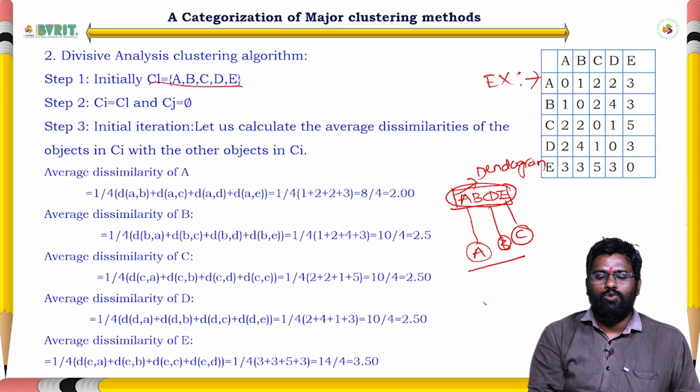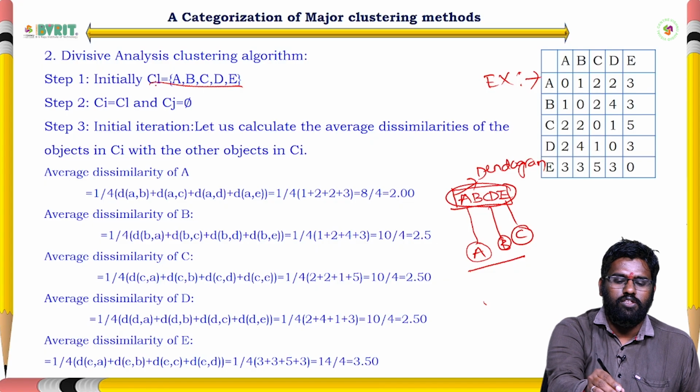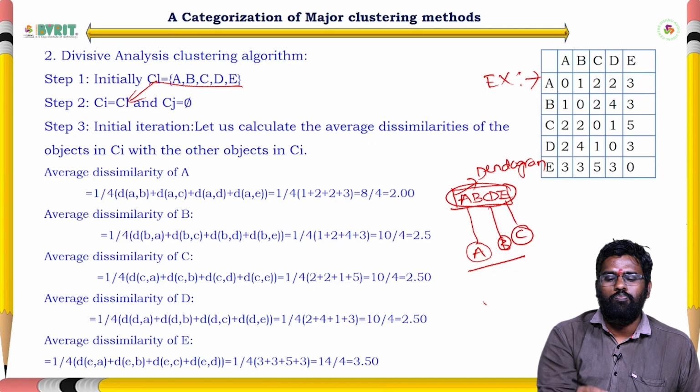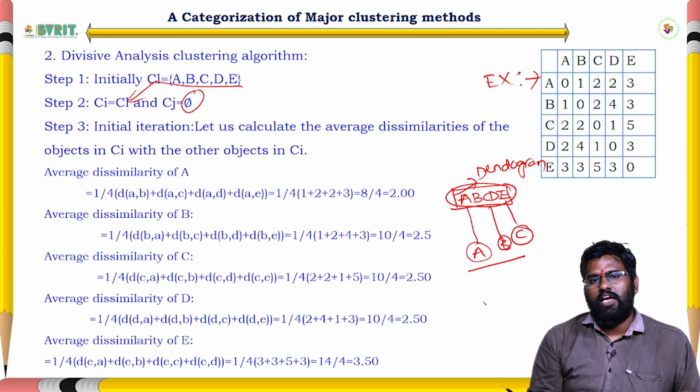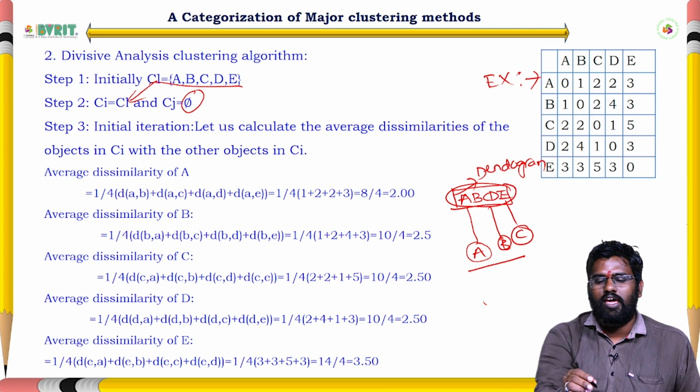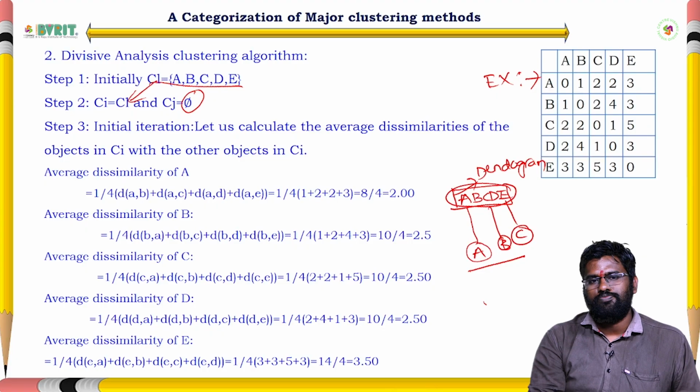Then we initialize Ci to C1. Ci is our cluster value, and let us assume that the Cj value is phi. By applying the process, A, B, C, D will be moved into Ci. Now the next step is to calculate the average dissimilarity between the points by using iterations.